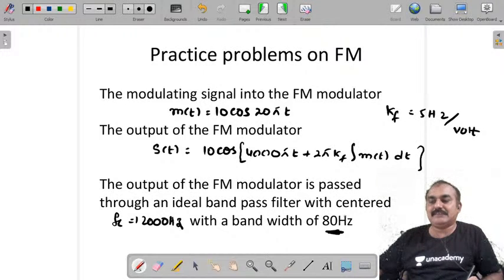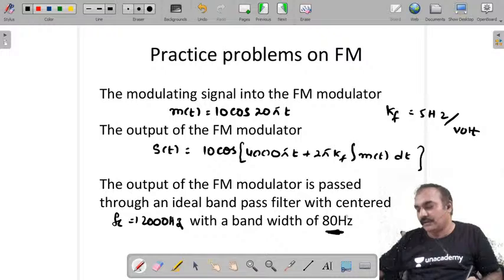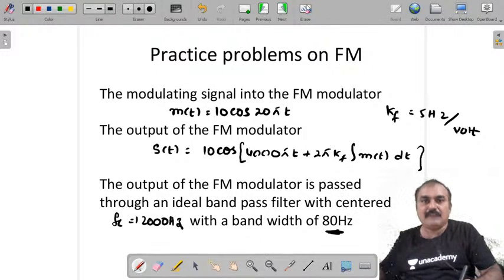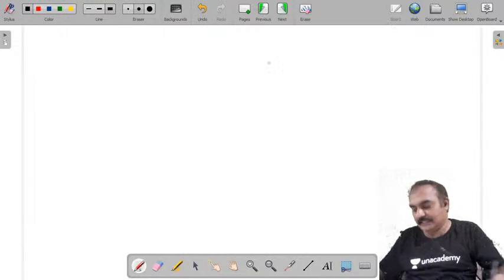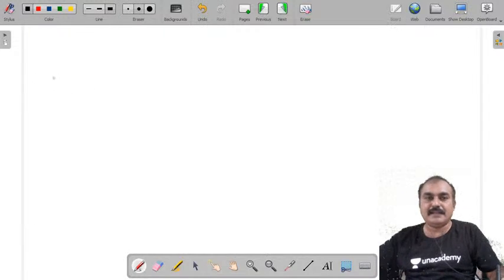He has given this particular bandwidth, my dear students. Now using all these particular parameters and values, we are going to solve the problem, my dear students. And here also he has given certain values, the values of the Bessel functions, my dear students.